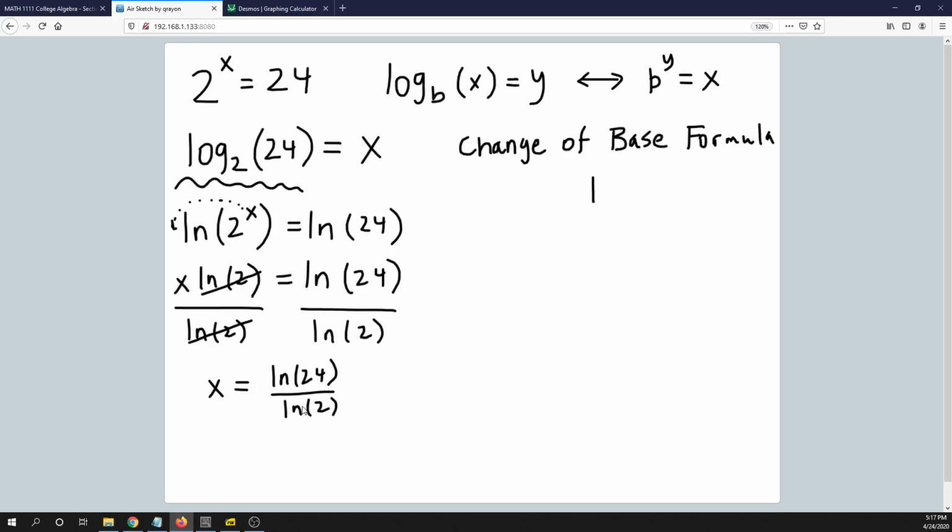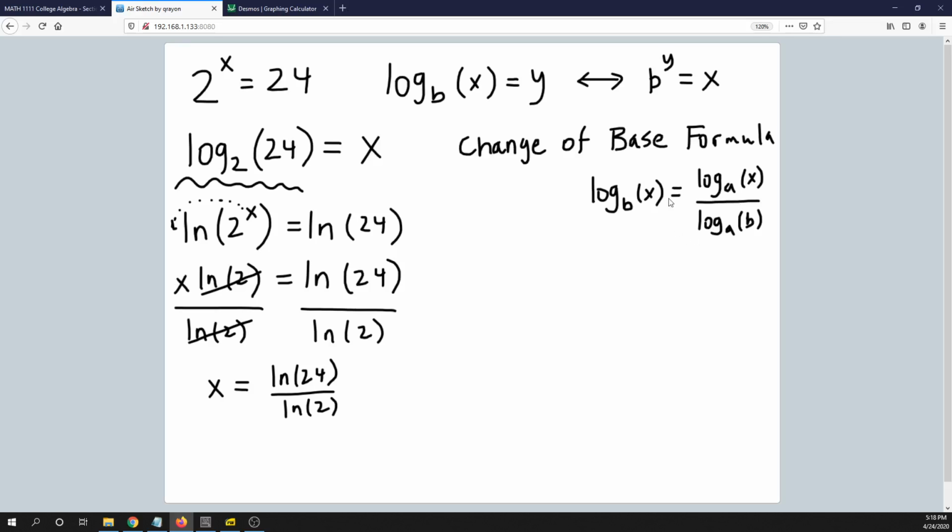The change of base formula says that the log base b of x is equal to the log base a of x over the log base a of b. So you can see on the left side of the change of base formula, our logs are base b. And on the right side, they are base a, okay? So that's why it's called the change of base formula. You can change from one base to another.